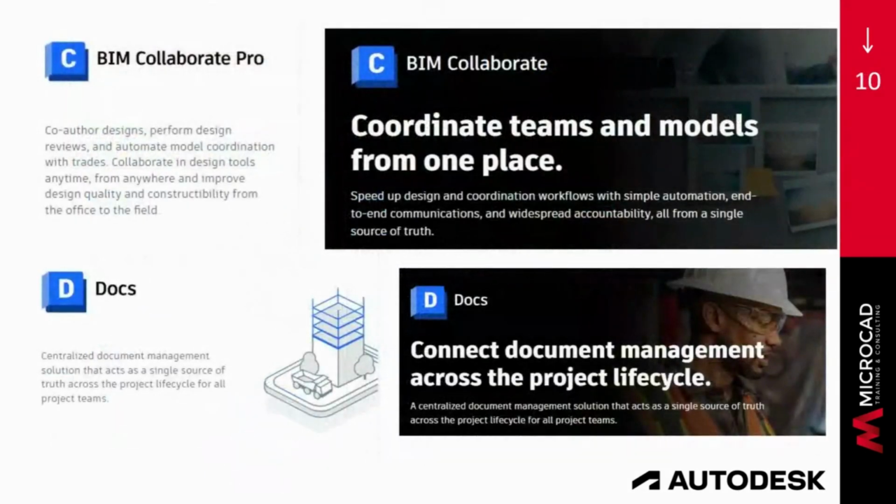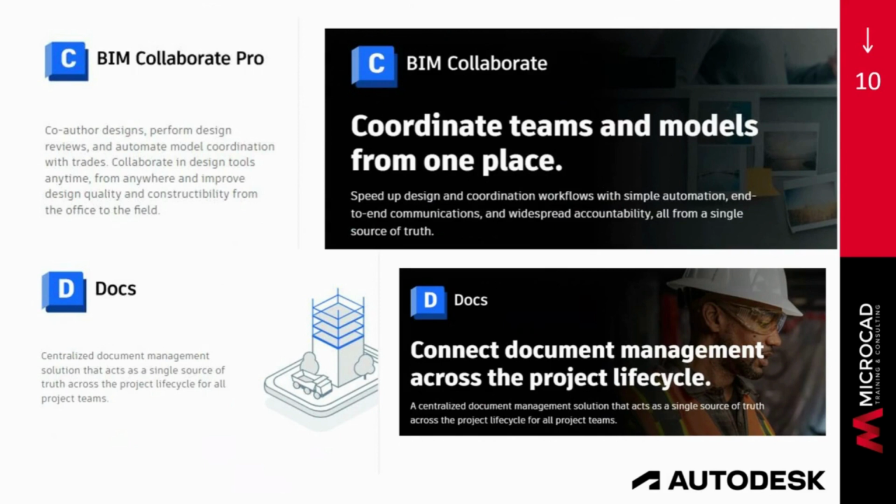Then obviously with BIM Collaborate Pro, you can perform design reviews, you can automate model coordination, you can collaborate in your projects, you can have everybody in one platform working on coordinated and connected models. So it's just one place for the real truth.